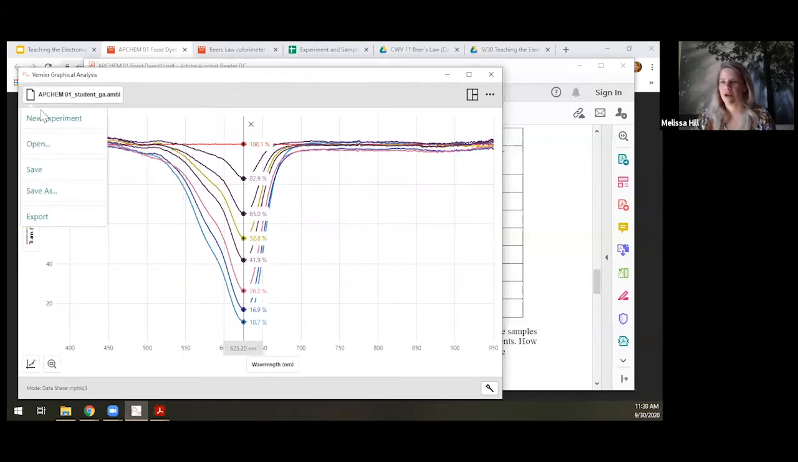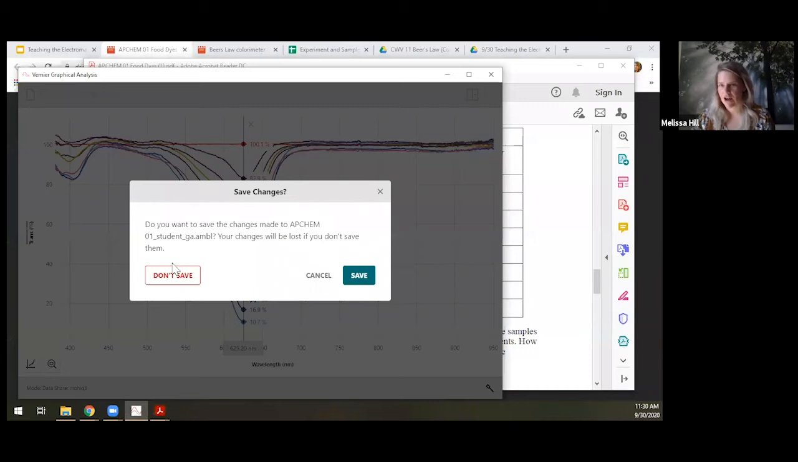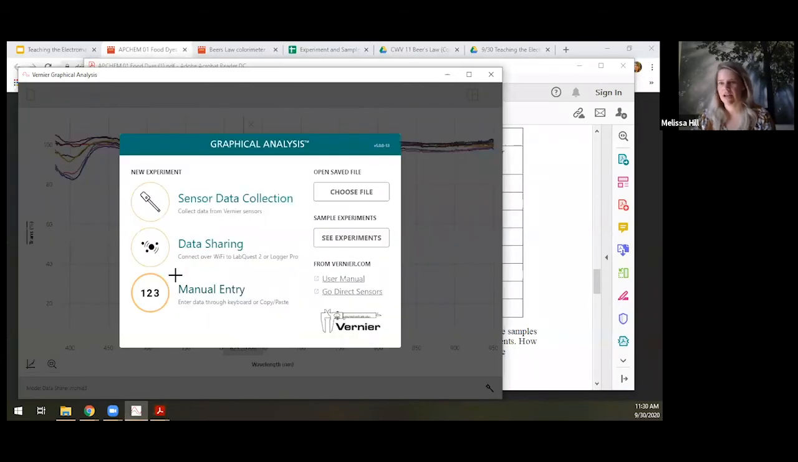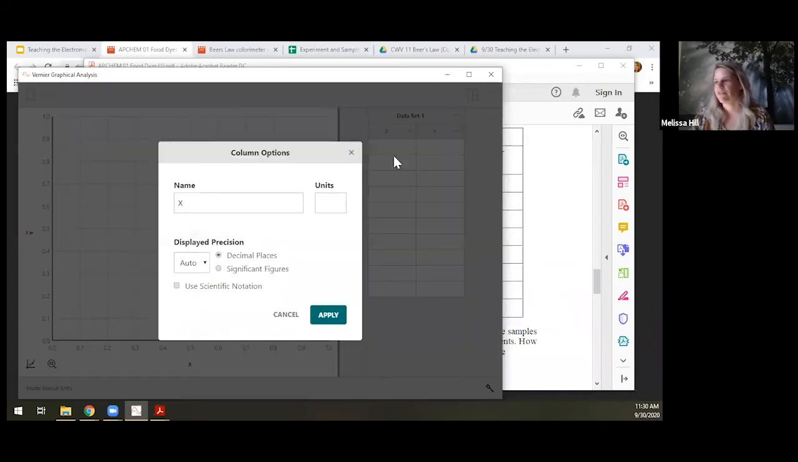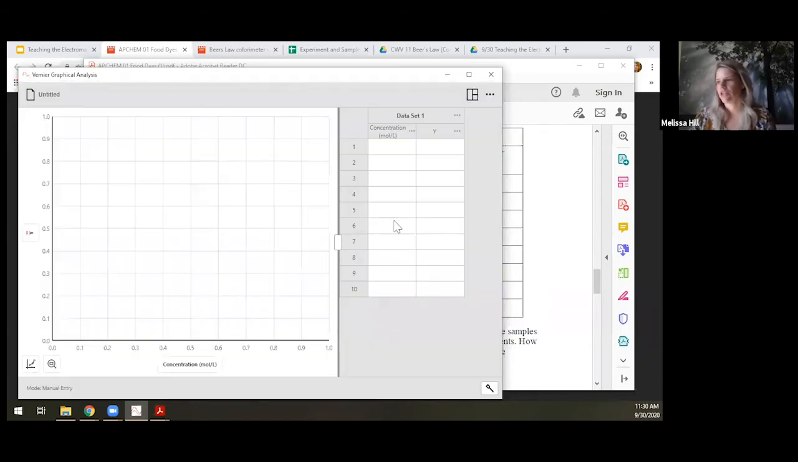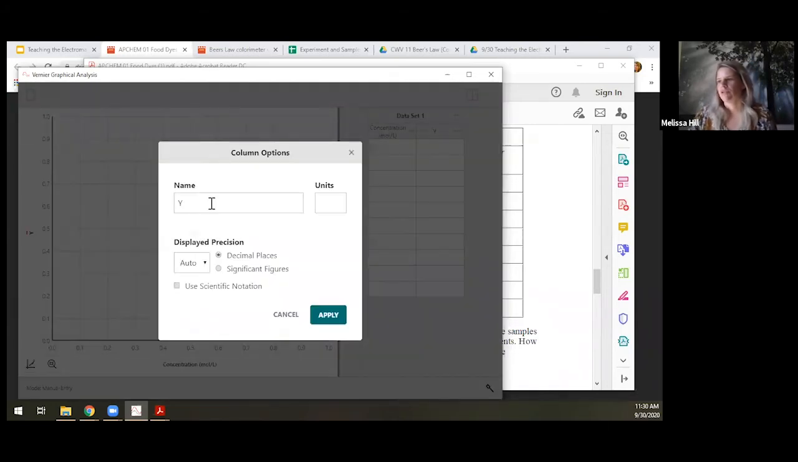So how a student might want to do that, they can do all of that in Graphical Analysis. I know a lot of people are really attached to Excel or other programs like that. You're more than welcome to do that. But I wanted to show off manual entry mode in Graphical Analysis and show you how you can have your students do this type of analysis directly in here. So you make your columns. Students will have calculated their concentration in the pre-lab. Students are getting their percent transmittance from the data file you gave them.